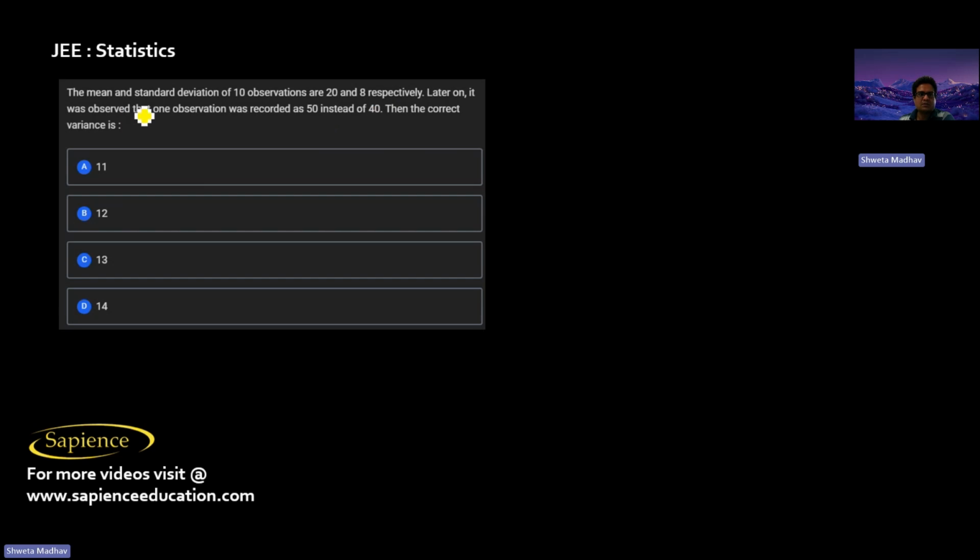So here it is told the mean and standard deviation. Mean is x bar and standard deviation is sigma x of 10 observations. So n is 10, the mean is 20 and the standard deviation is 18. Later on, it was observed that one observation was recorded as 50 instead of 40. So let's suppose the 10th observation was recorded as 50, but actually it has to be 40.